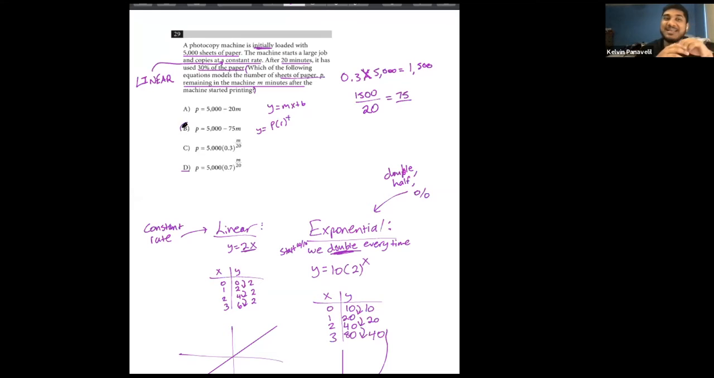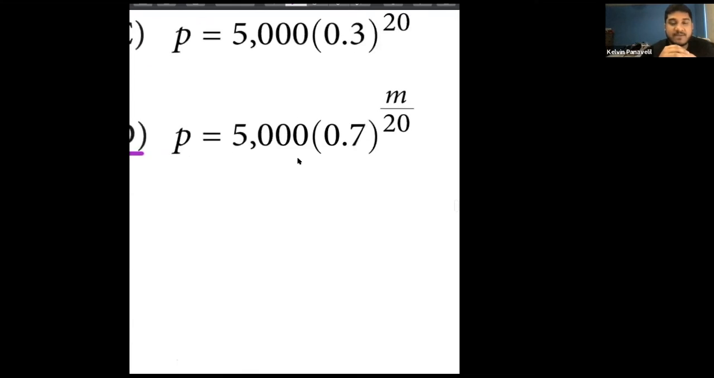This is a tricky question, because I know we just introduced exponential and then they throw a linear equation at you. But this just shows the importance of being able to differentiate. So let's zoom into D, because a lot of you picked D, and let's see what the question would have told us.